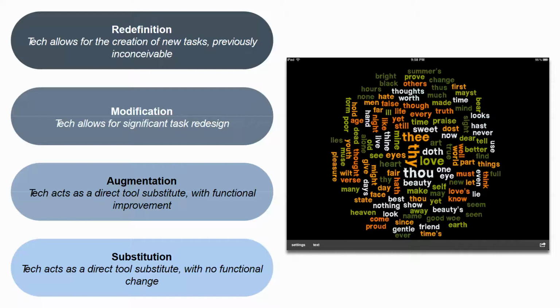You've taken the sonnets, you've made a word map of them and seen how many times words like thee and thou come in that sonnet. If you do a word map, those words are larger the more times that they're used. I would actually call that more modification than augmentation. I don't know why they have that there.